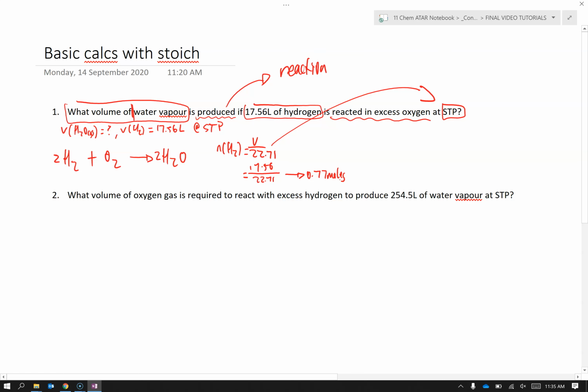Part 2 of this then, I now need to use the mole ratio to calculate my number of moles of water vapor. So I would say the number of moles of H2O is equal to the coefficient in front of H2O, which is 2, divided by the coefficient in front of hydrogen, which is 2, times the number of moles of hydrogen, which is 0.77. And I like to put a note down here that I am using stoich to do this.